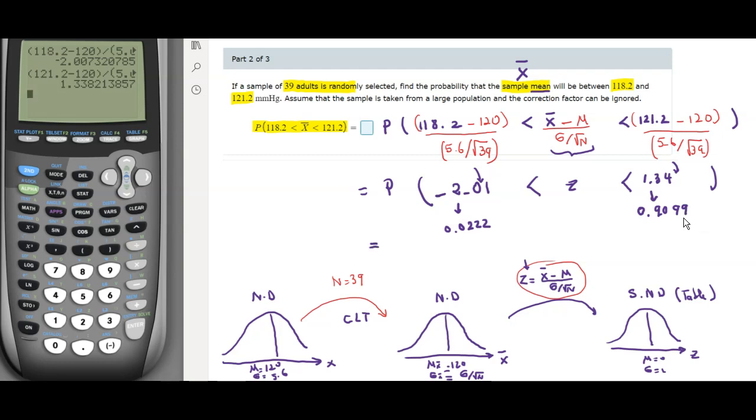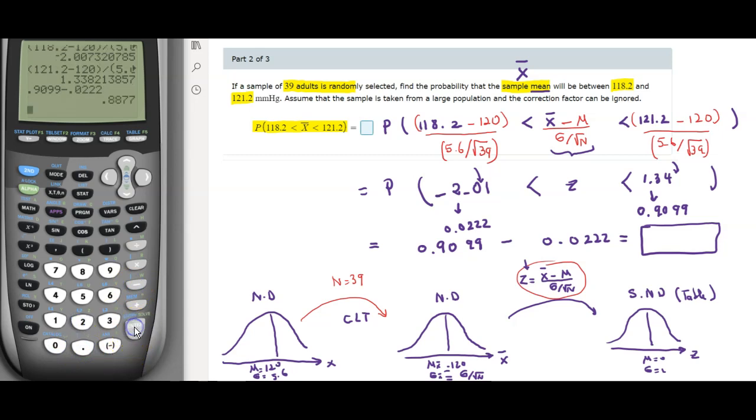And then finally I'm going to take the smallest probability from the biggest probability, so 0.9099 minus 0.0222, and this should be my answer. All right, let me use the calculator again. 0.9099 minus 0.0222, and the answer is going to be 0.8877.